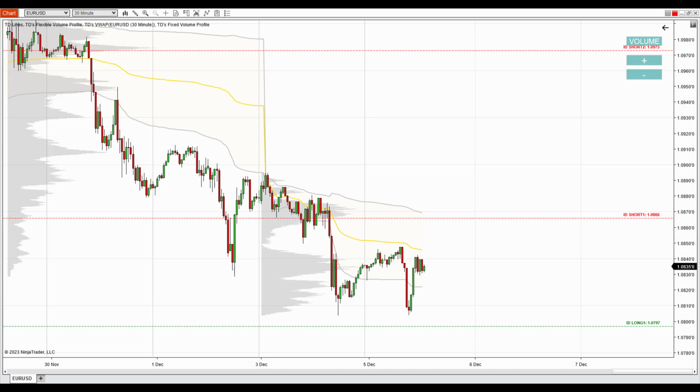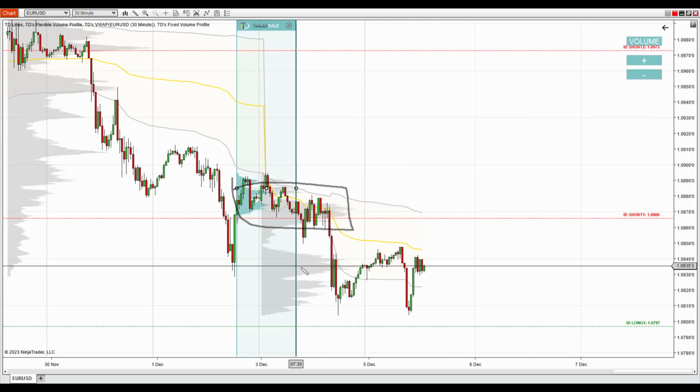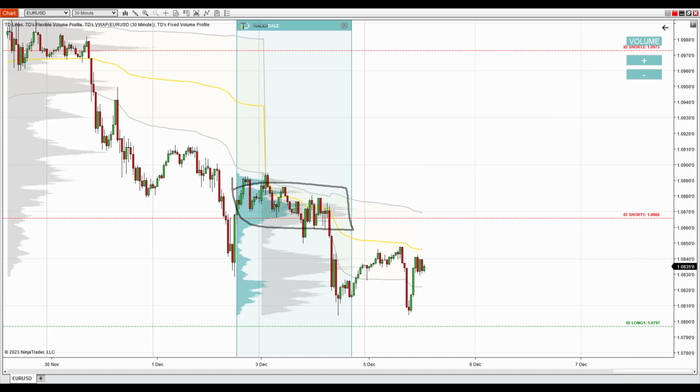This setup goes like this. First, you need to see a rotation where heavy volumes were accumulated, like in here. If I use my flexible volume profile over that area, you can see that massive volumes were accumulated here, most importantly in here, and this is the beginning of that heavy volume zone. That's the place where I have that level.